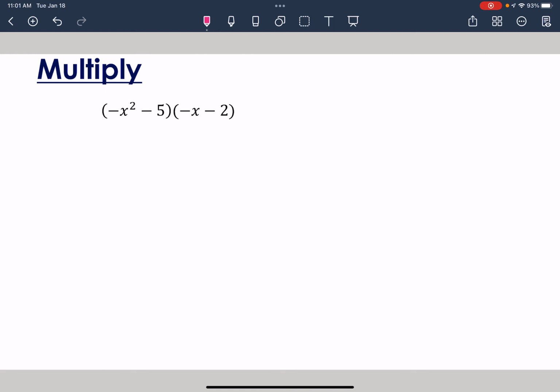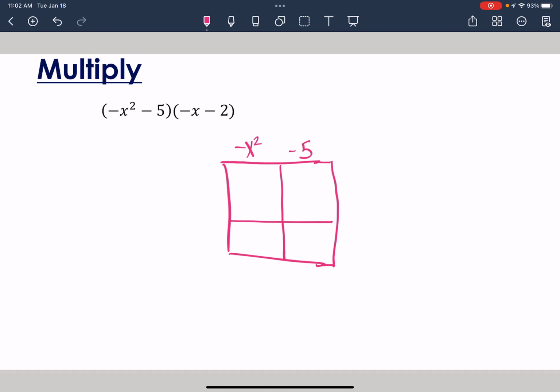So here's another multiplication problem. I'm going to do this one using the box method. Be very careful with your negative signs when you have them in your problems, and make sure that you're keeping track of them. So here I have negative x squared minus 5 times negative x minus 2.